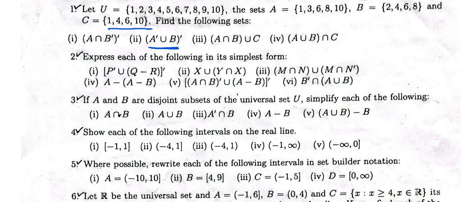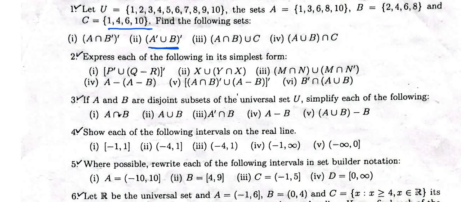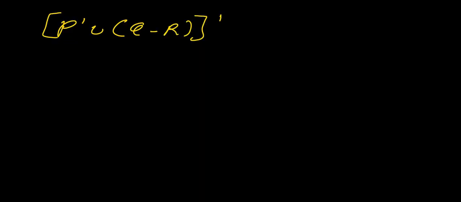So like the first one, we have P. They're saying P complement union Q minus R. Then this whole thing is given to be having a complement outside. So we don't know how P and Q are related, and R, we just say this is going to be this because of the minus.